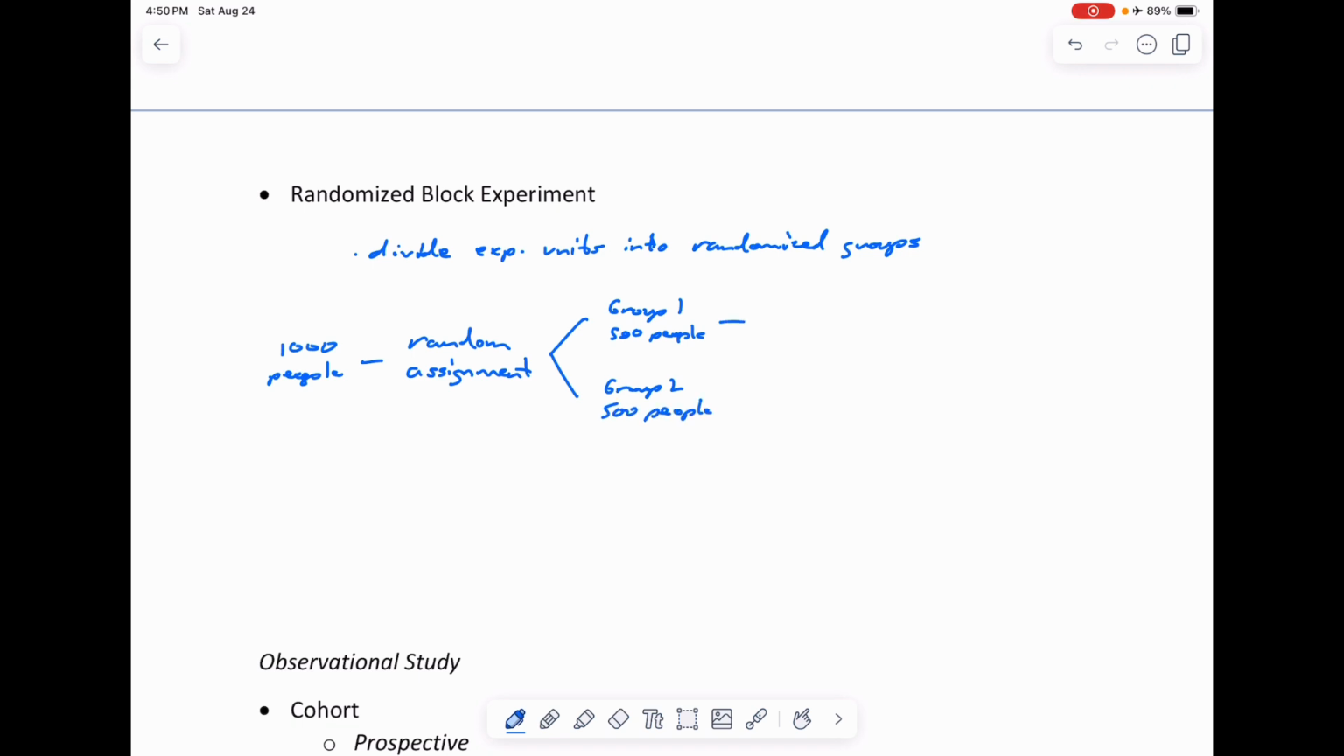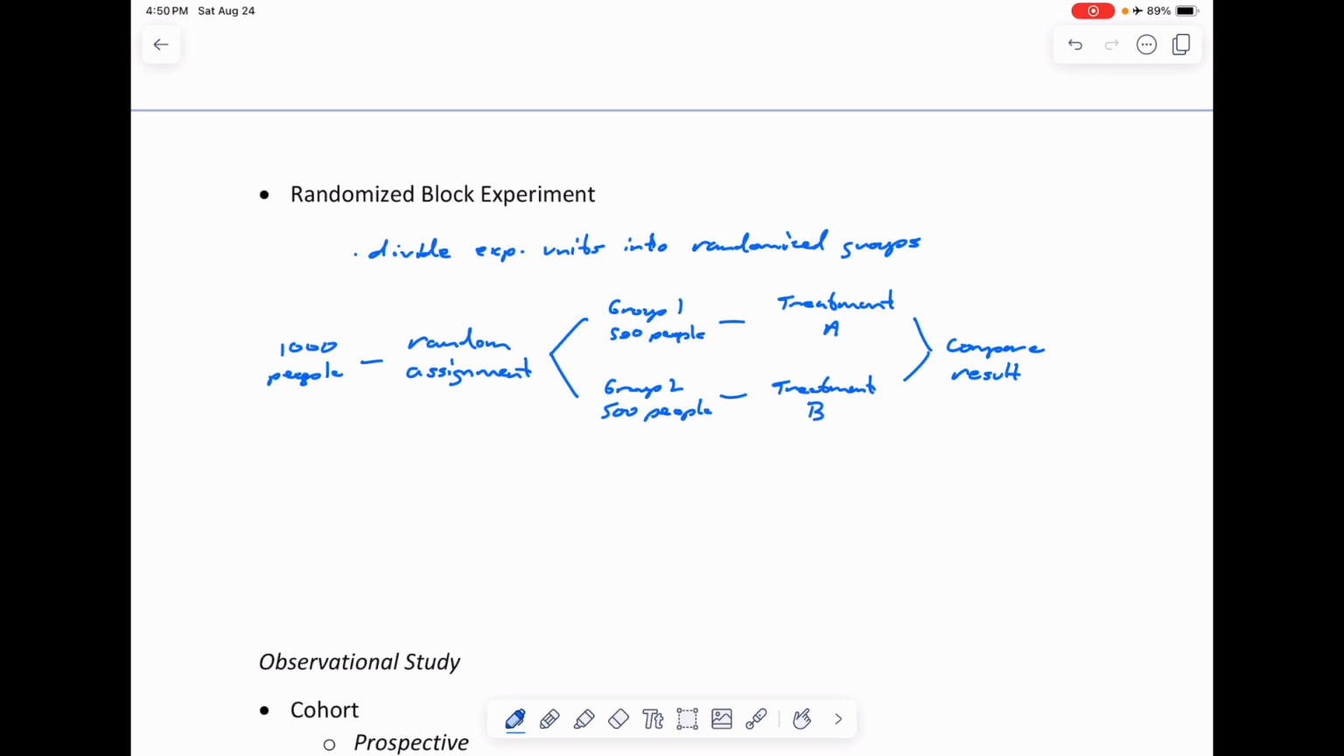And then group 1 gets treatment A. In this case, let's say treatment A is the actual drug itself. Group 2 gets treatment B, in this case the placebo. And then we actually compare the results.